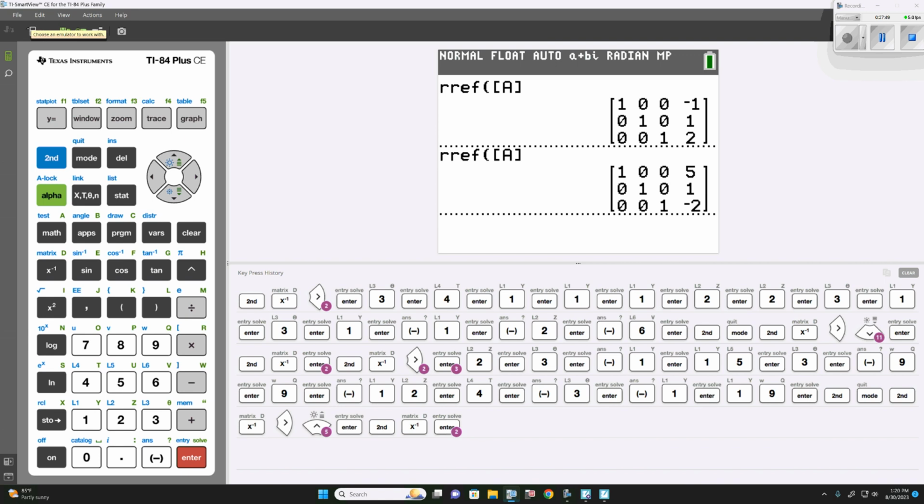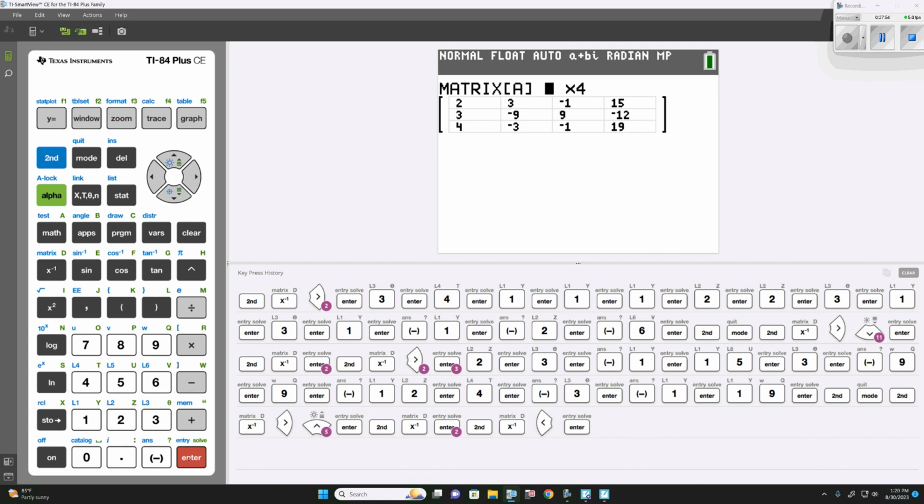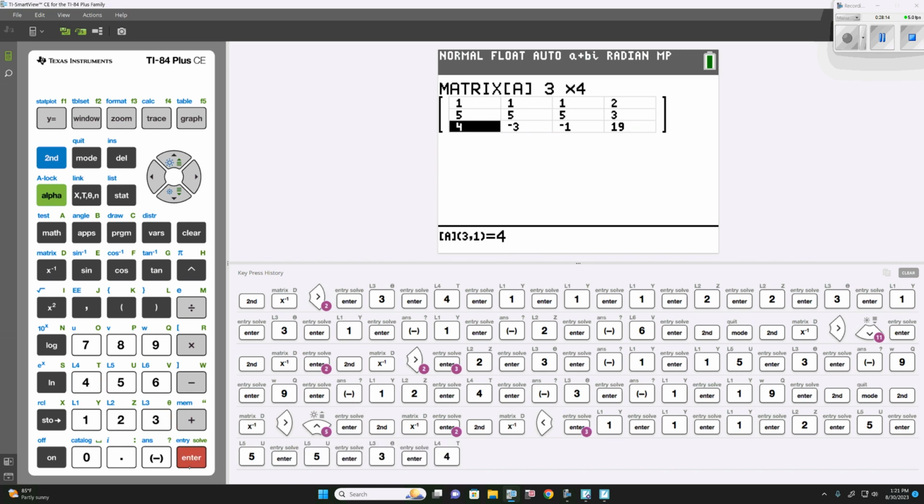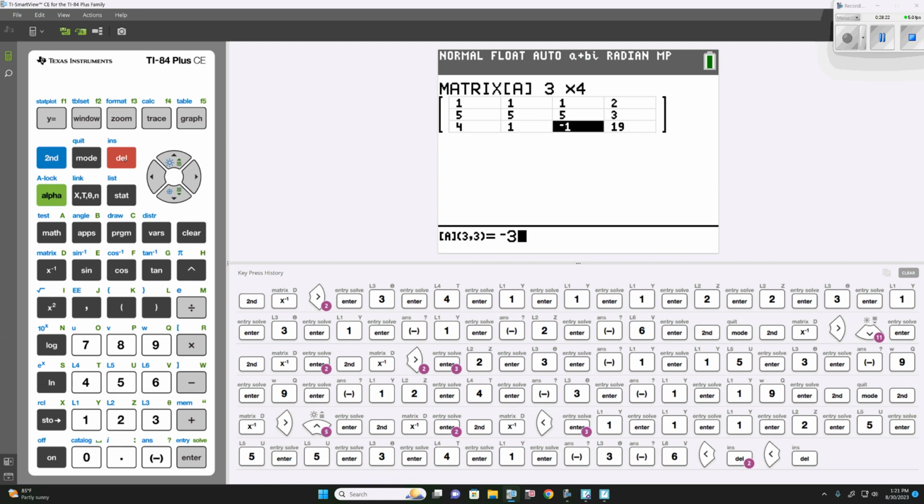Also, when you get a little more used to it, especially knowing how to type them in, you might not always have to write the augmented matrix, especially if you know how the numbers go. So 3 by 4. Now the matrix we have is 1, 1, 1, 2, 5, 5, 5, 3, 4, 1, negative 3, negative 3, negative 6.